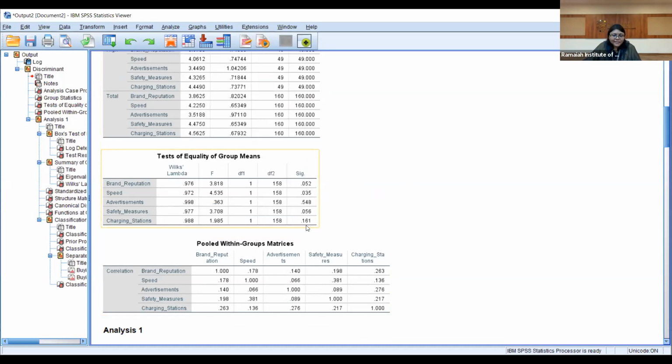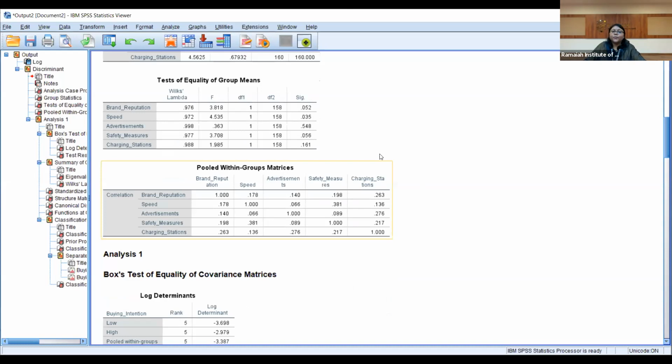So that is how if you check the significance level here, we have considered 95%. So according to the significance level, it should be less than 0.05. If you check the first one, brand reputation, it is 0.52. The second one is 0.035. So with all these things, we can only conclude that apart from speed, none of them are significant. With this F value also you can check. If your significance level is good, then only you should check with your F level. So with this Wilks lambda and significance level, we are not sure whether this model will be a good fit.